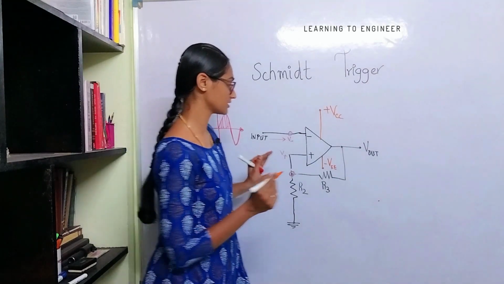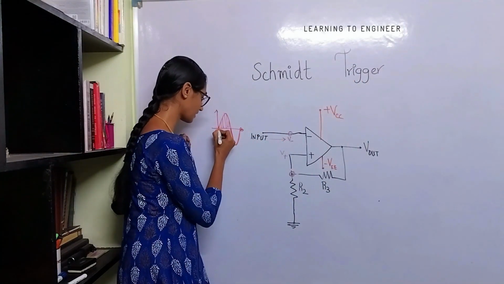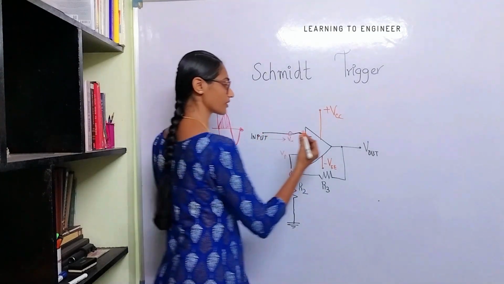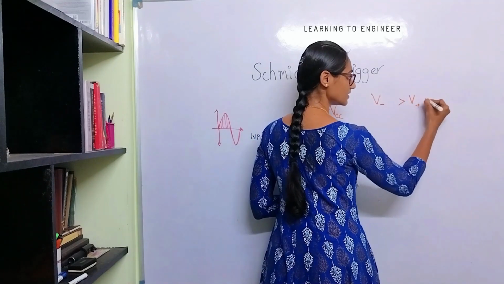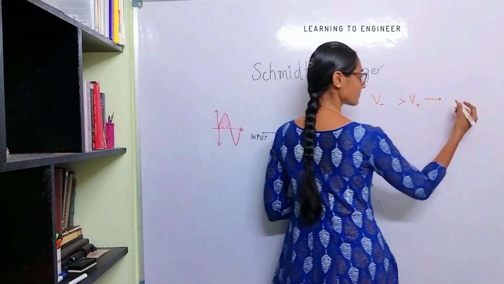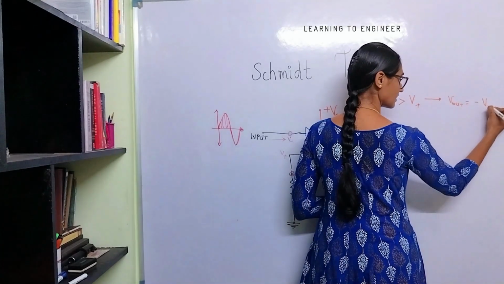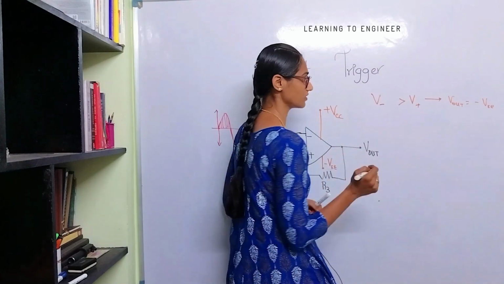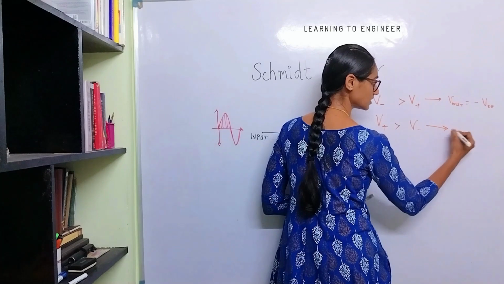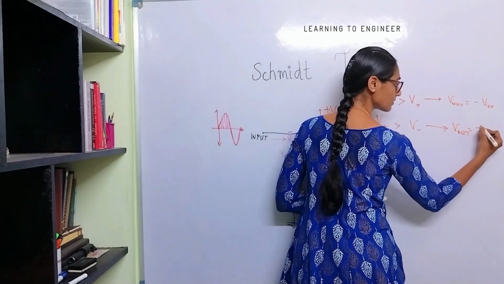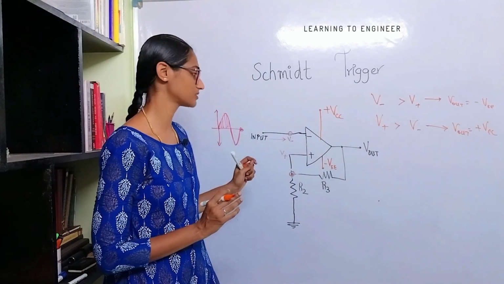I'll just explain this here. As long as the negative terminal input is high, when V minus is greater than V plus, the output Vout will be equal to minus VEE, or the negative of the operational voltage. When the positive voltage is higher than the negative voltage, the output will be equal to plus VCC. This is the simple concept behind the Schmitt trigger.